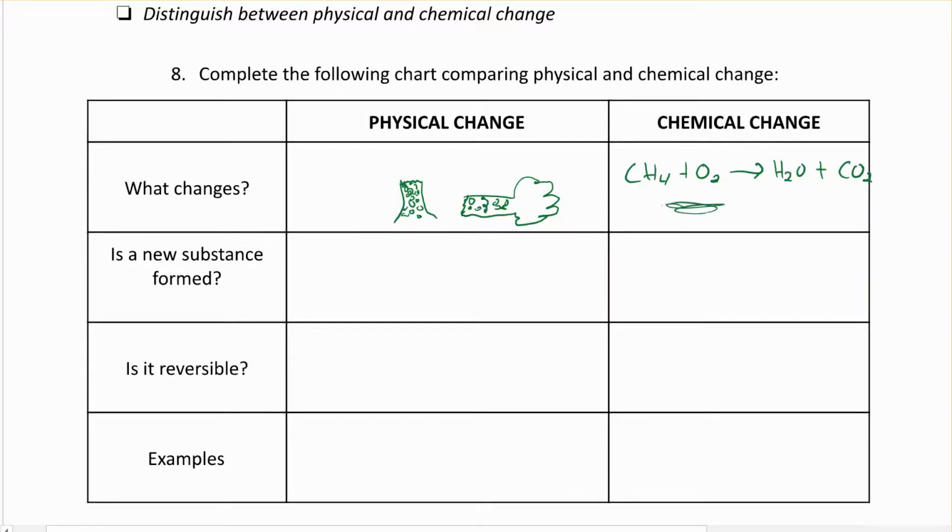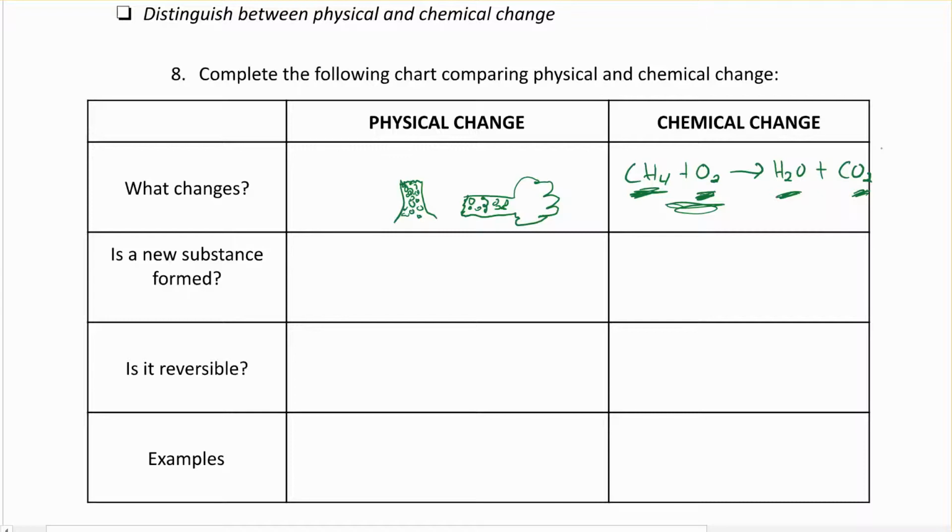For chemical change, on the other hand, what changes? We actually have a new substance that comes out of it. So if you look at this reaction, I've got CH4 and O2, so it's a combustion reaction. We've got two brand new things that come out of it: water and carbon dioxide. These two things have changed into these two things. So the really big thing to know here is that we get new substances coming out of it. That's the main thing about chemical change.